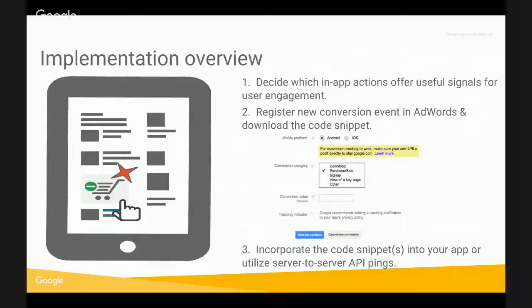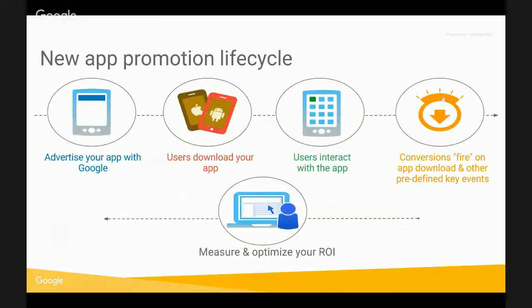Moving on to the next slide, the implementation of in-app conversion tracking is quite simple. You have 3 steps. The first one would be to decide which in-app actions offer useful signals for user engagement. Next would be to register a new conversion event in AdWords and download the code snippet. And third, you have to actually incorporate the code snippets into your app or utilize server-to-server API pings. The slide is pretty self-explanatory.